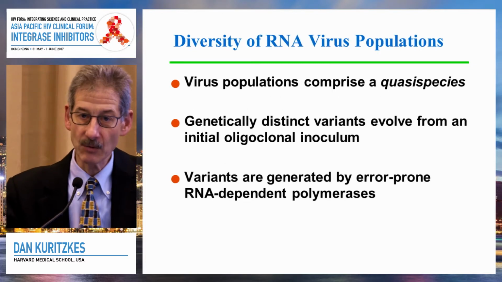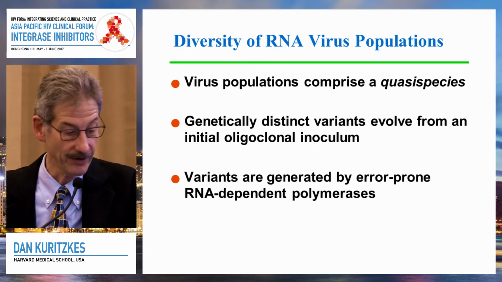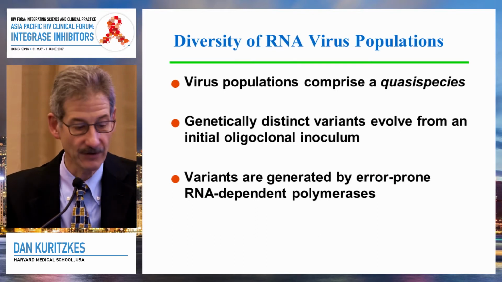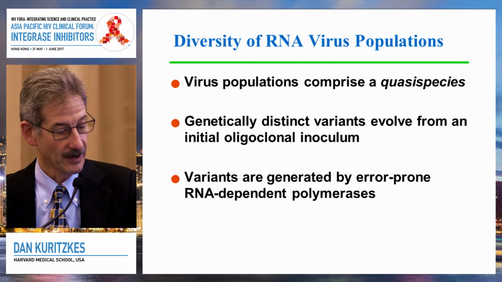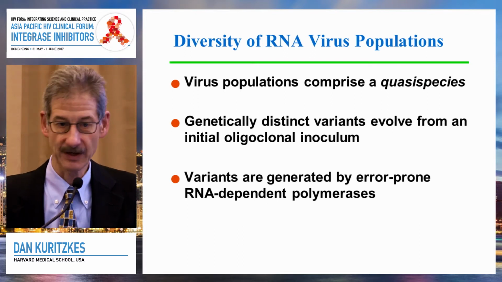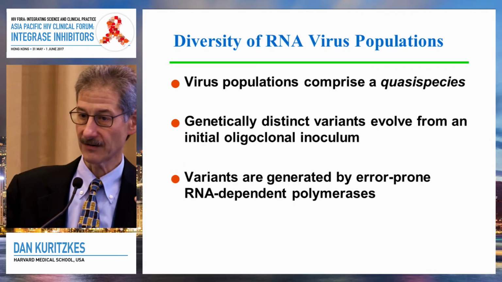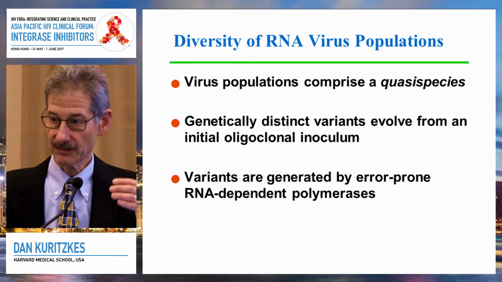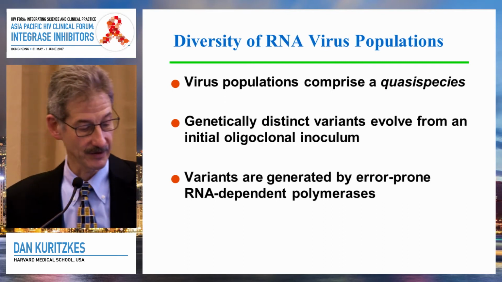So why do we worry so much about viral suppression when we talk about antiretroviral therapy? Well, as you know, RNA viruses, and HIV in particular, as a population, comprises a quasi-species. That is, in any infected person, there are thousands and thousands of unique sequences, each of which are closely related, but distinguishable from one another by doing sequence analysis.